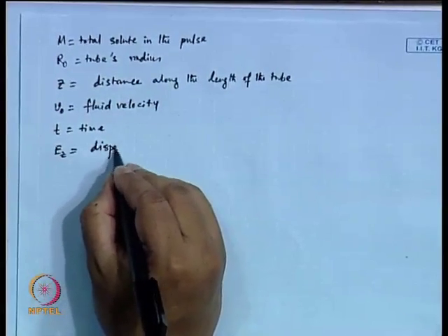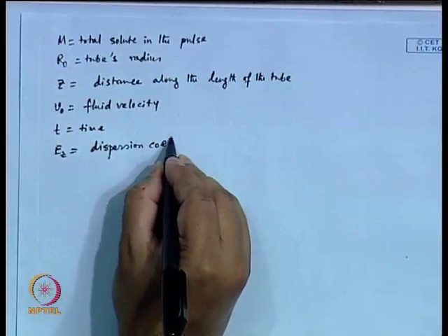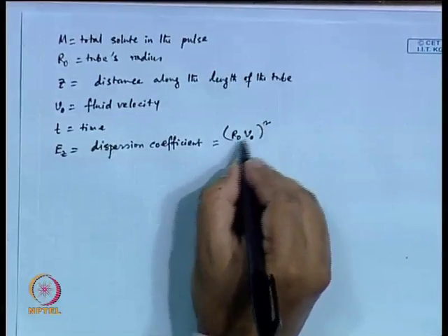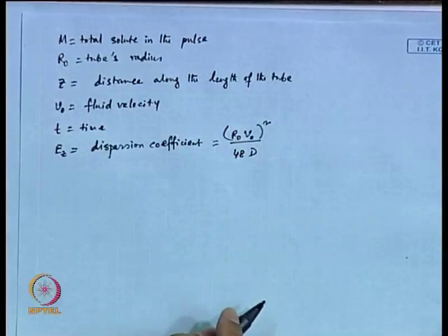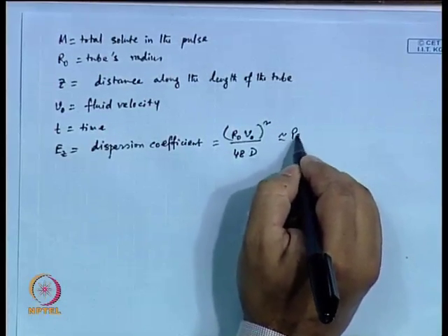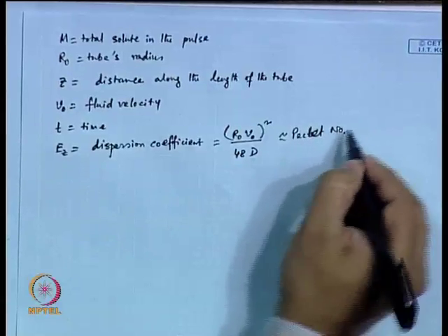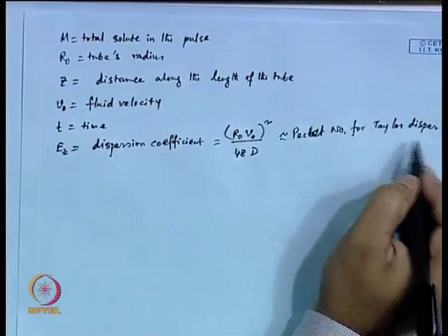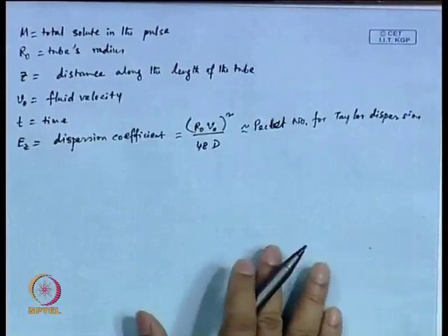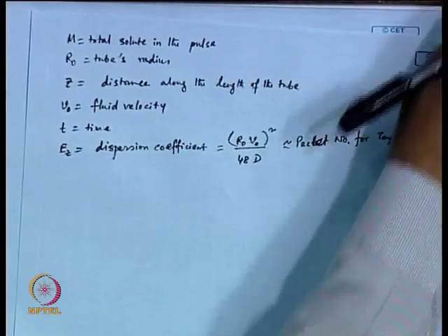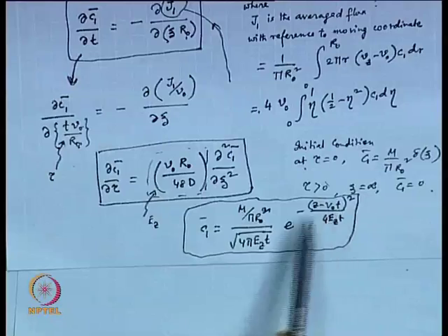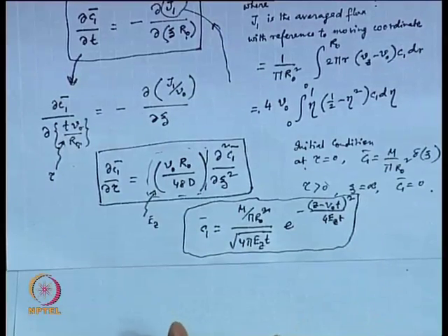Ez is equal to dispersion coefficient that is equal to r 0 v 0 square divided by 48 d. This is considered equivalent to Peclet number for Taylor dispersion. Peclet number for Taylor's dispersion. So these are the terms that you have, and with that this is the expression that you had. We have written it already. This expression I have pointed out before, that this expression has all the inherent features of a diffusion of a spot of dye in an infinite medium.